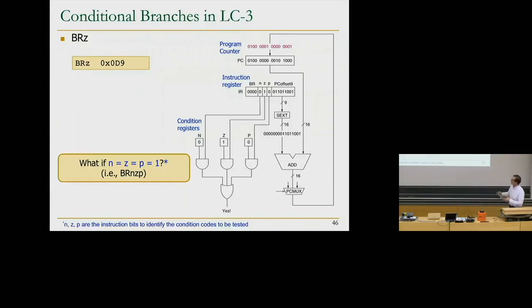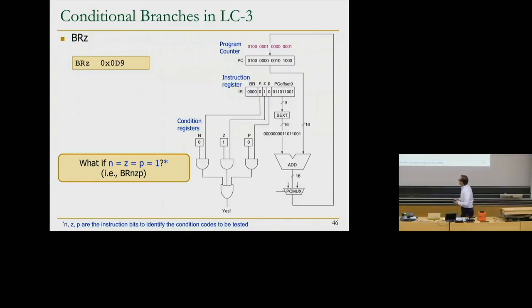Okay, so one question is, what if NZP are all 1? What does the machine do? Branch NZP? I already told you actually, yes? It's unconditional basically. You're testing all of the bits, and hopefully the written value is one of them, right? Otherwise you have a bug in the program. Because negative, 0, and positive cover all possible values in 2's complement integer.